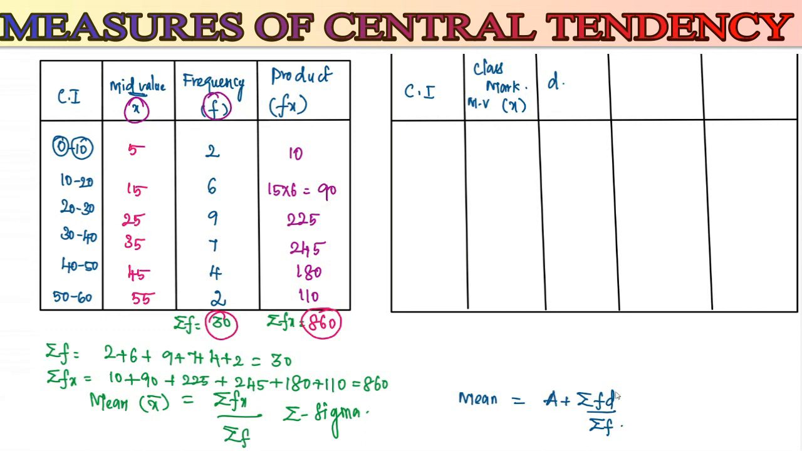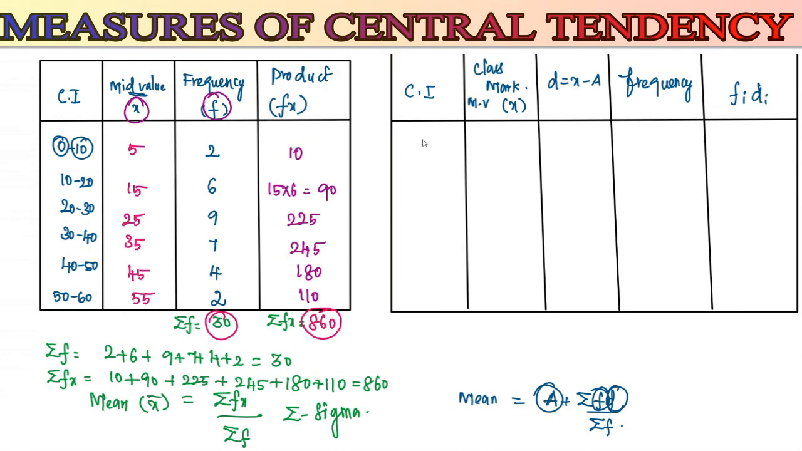So you need to find the value of d and A here. The frequency is already given in the question. So first you need to find D. D is equal to X minus A, and the fourth column is the frequency, and the fifth column is the product of frequency and D value. So you can take it as f_i d_i.